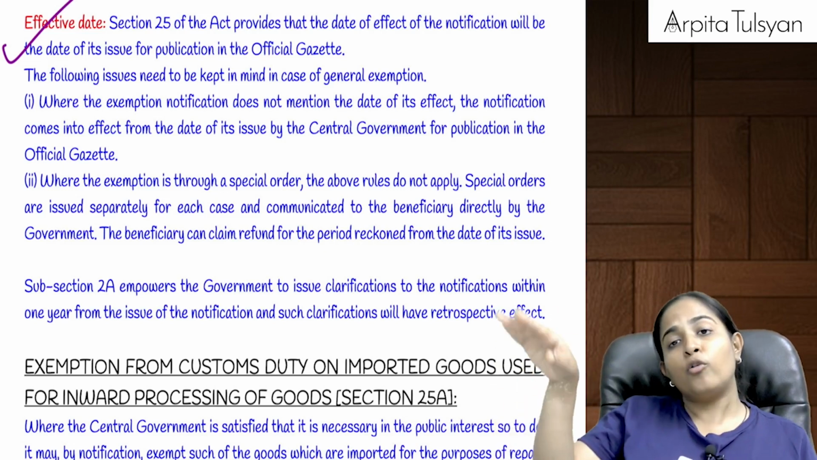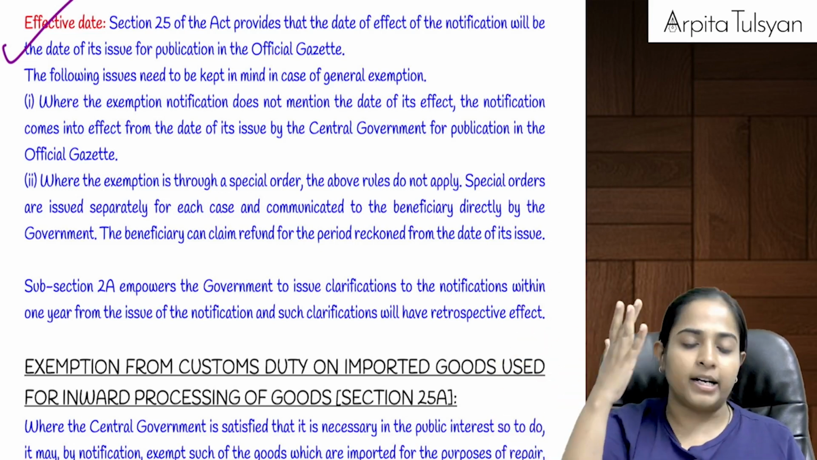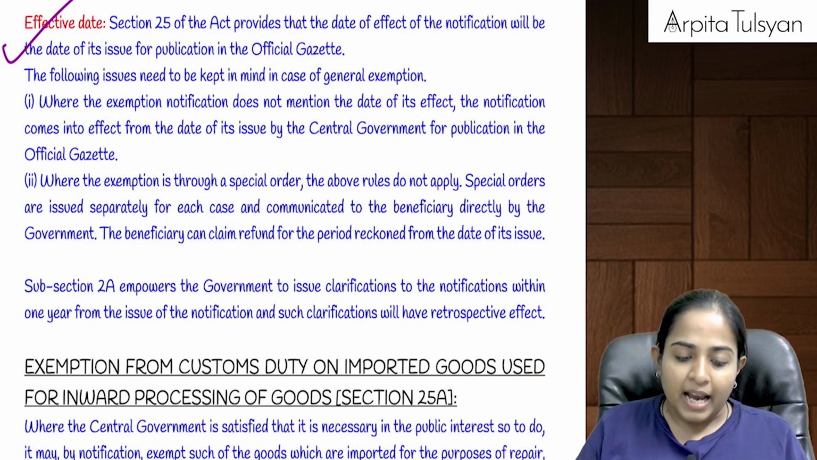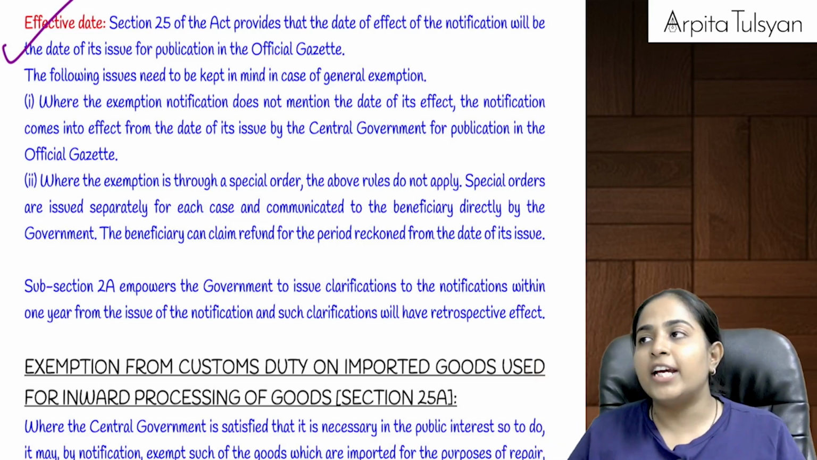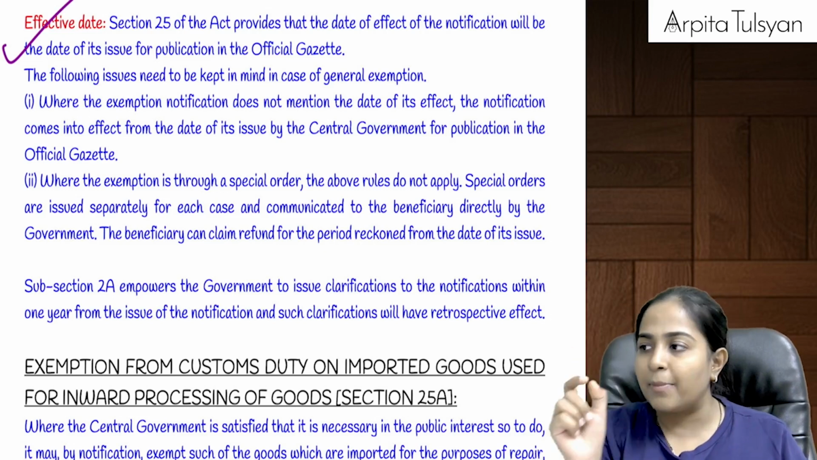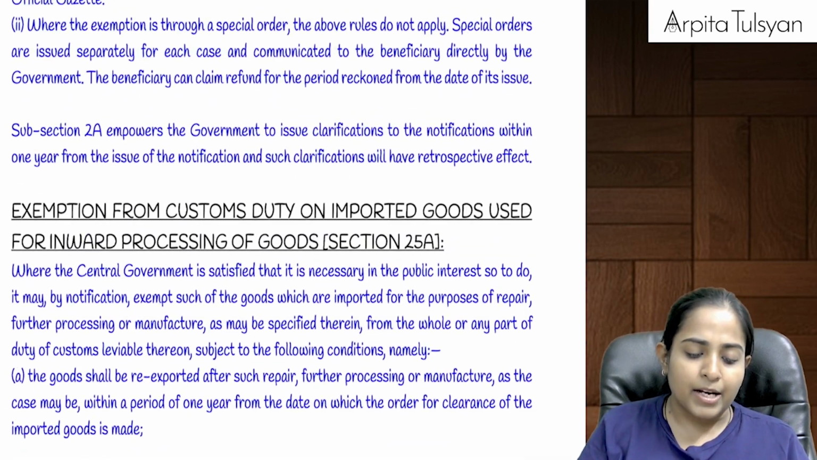So we are not going to wait till the time it gets published in the official gazette. The day when we issued it, that date will be considered as the effective date. Are you clear with this? Okay, but if the notification contains a particular date, that the exemption will be applicable from so and so date, then that respective date will be applicable. Are you clear with this?